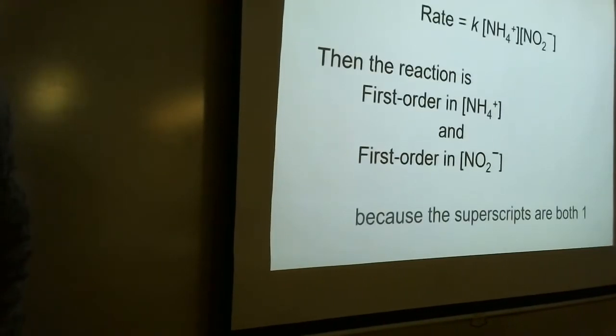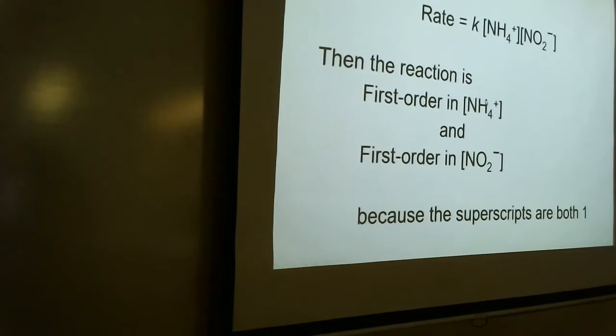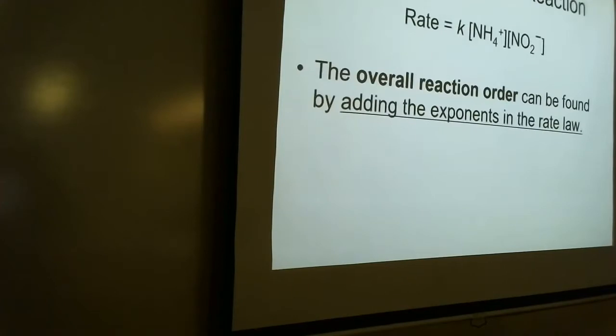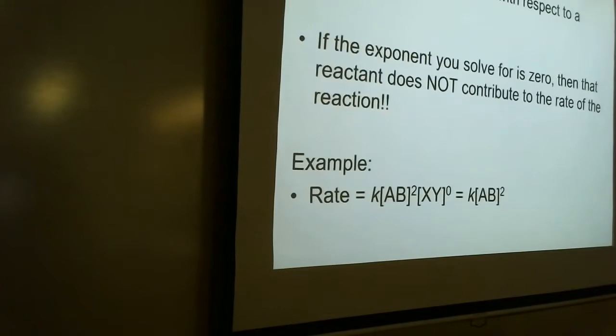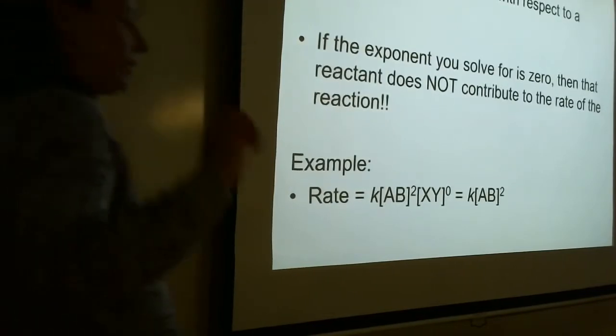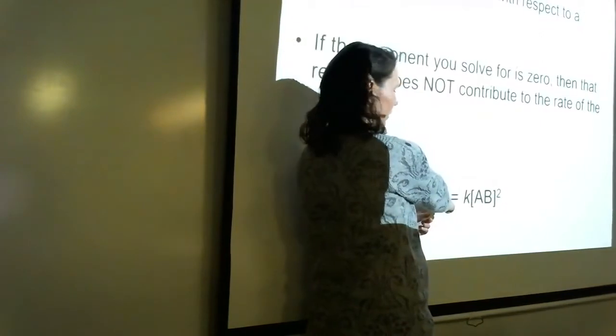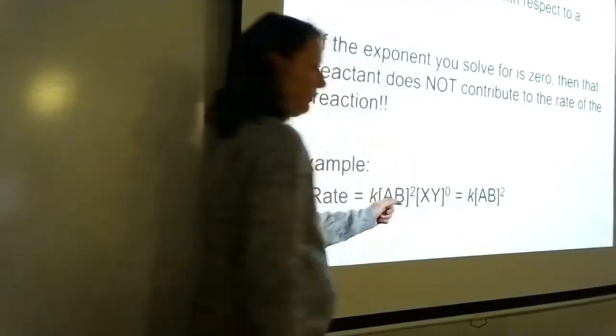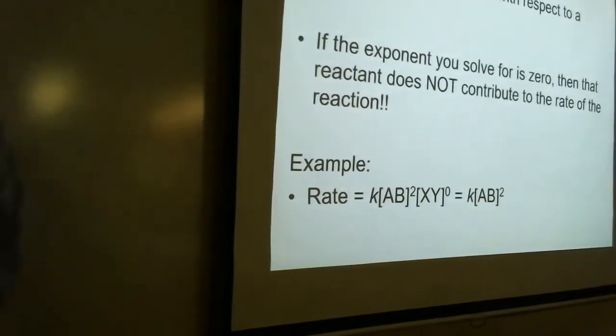That was the slide I skipped over a few minutes ago because it didn't make sense to talk about it at that point. All right, so this would be first order with respect to NH4 plus, first order with respect to NO2 minus, but overall, the order would be 2. Okay, you just add those exponents together. Overall orders, adding them together. Now, if one of your exponents comes out to be 0, anything to the 0 is 1, so it drops out. So if you ever get an exponent of 0, it just drops out.